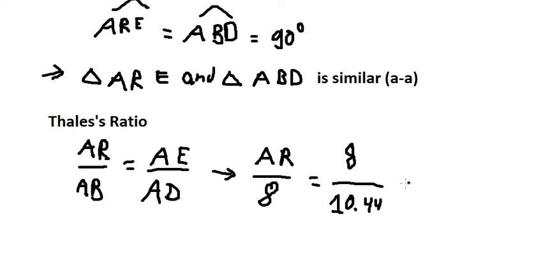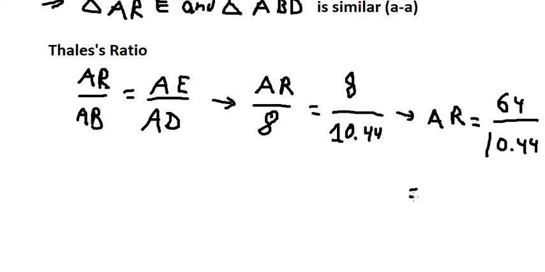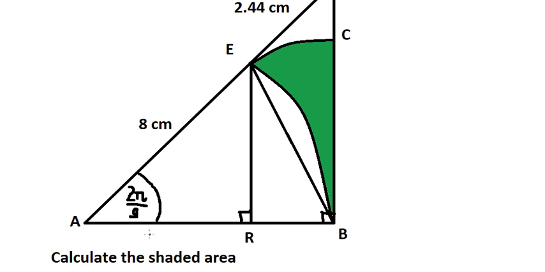So now we can find AR. So number 8 goes in here. So we have 64 divided by 10.44. So we calculate this one and we have 6.13. So after you got this number in here, we can find ER.